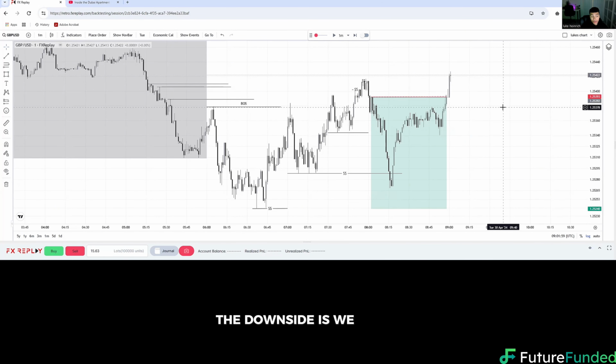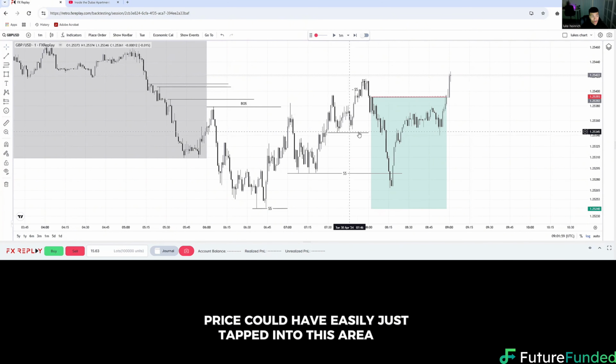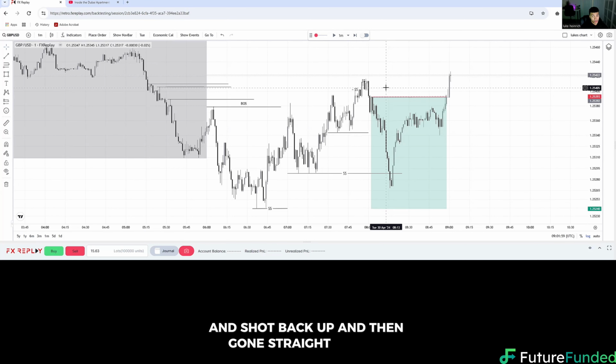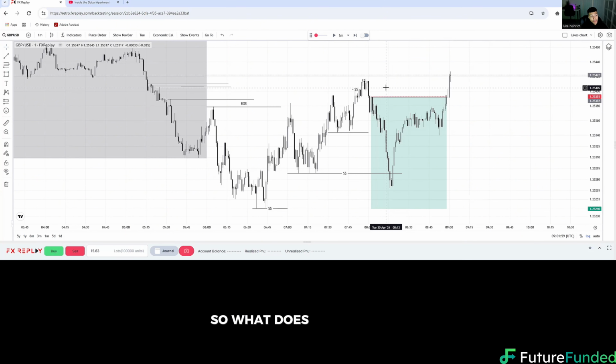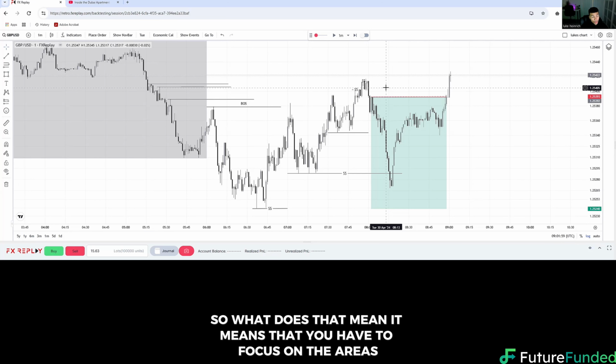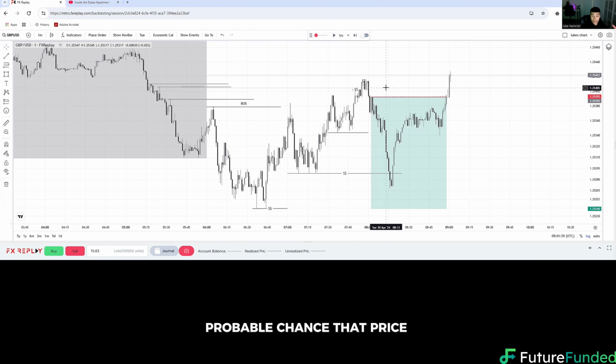The downside is we don't know how far price is going to go. Okay, price could have easily just tapped into this area of liquidity and shot back up and then gone straight to stop. It could have easily done that. All right, so you have to manage the trade as if you don't know what's going to happen next. So what does that mean? It means that you have to focus on the areas where there is a higher probable chance that price is going to reverse on you. And I keep saying it, and I will keep saying it. Liquidity is the #1 area where price is likely to not only tap into, not only manipulate, not only sweep, but then also reverse as well. All right, and you can call that support, resistance, whatever you want to call it.